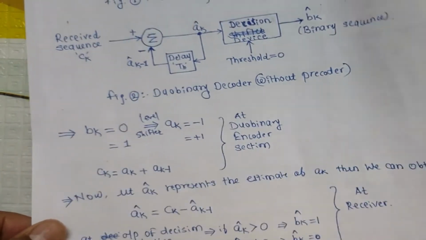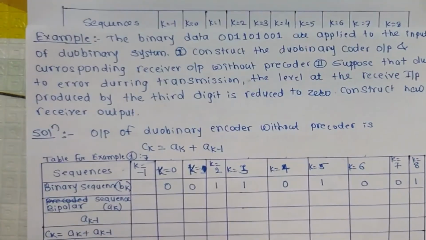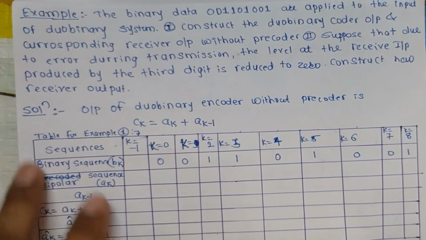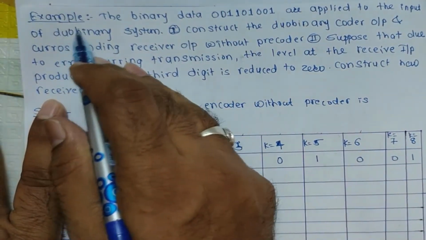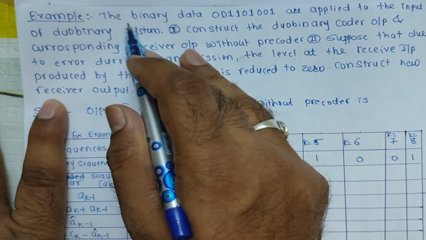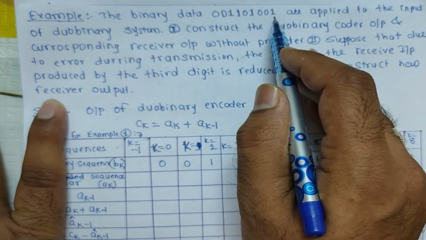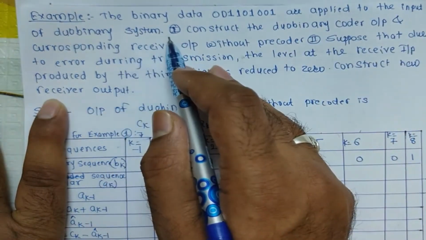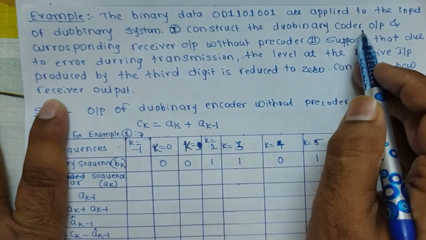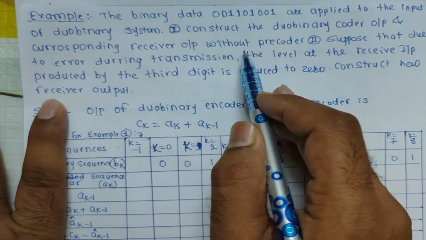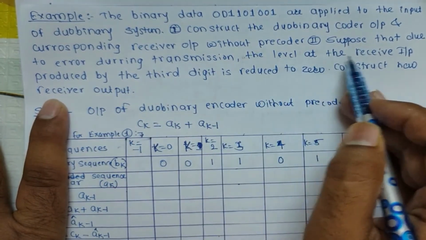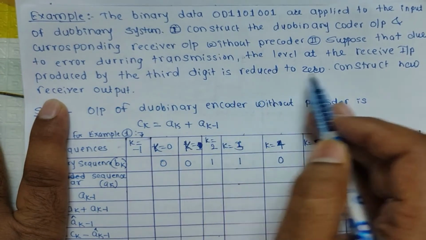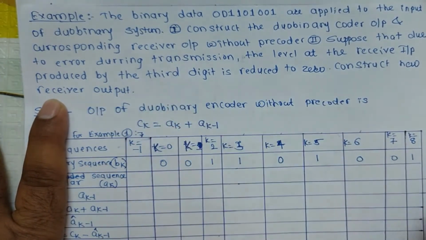Now let's see the example of the duobinary encoder without precoder. Let me read the statements here first. The example is: the binary data 00110101 is applied to the input of a duobinary system. Question number 1 is to construct the duobinary coder output and the corresponding receiver output without precoder. And second, suppose that due to an error during transmission, the level at the receiver input produced by the third digit is reduced to 0. Construct the new receiver output. Okay, one by one we will see this.